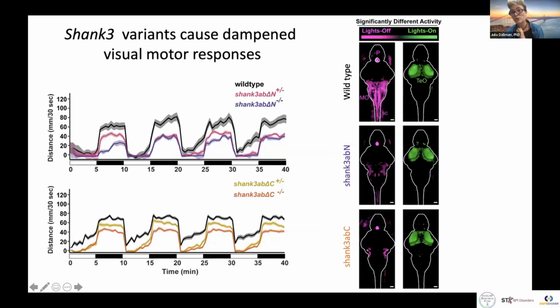And what you can see if you map the responses in the brain, the responses to that turning off the lights are that the pineal gland turns on and the hindbrain and spinal cord turn on, corresponding to this increased movement. Whereas in the Shank models, the pineal turns on, but it fails to activate this hindbrain region, which is associated with the movement. So this suggests that the sensory processing deficit is in the hindbrain.